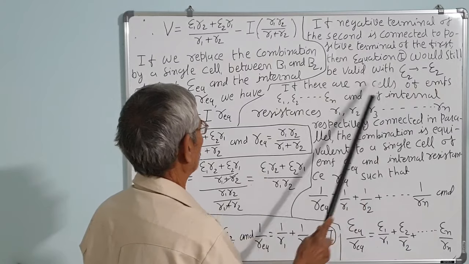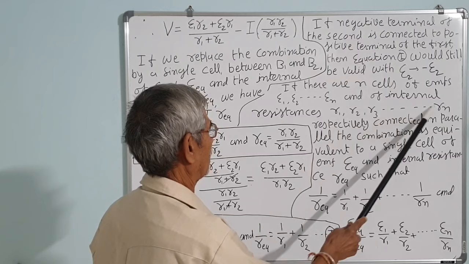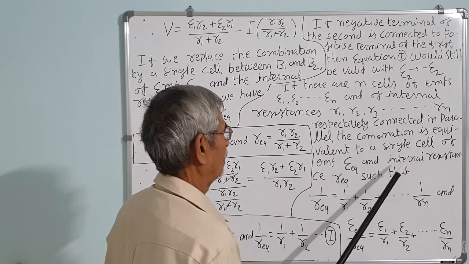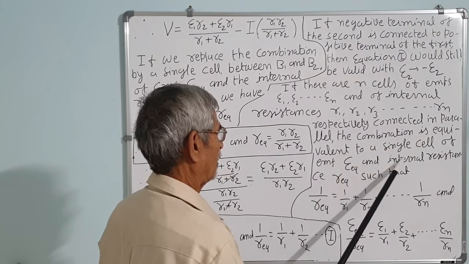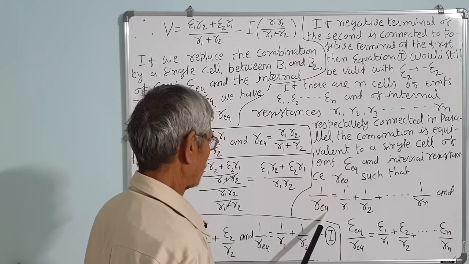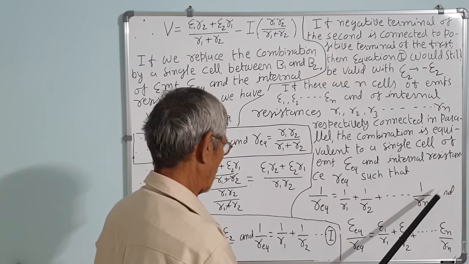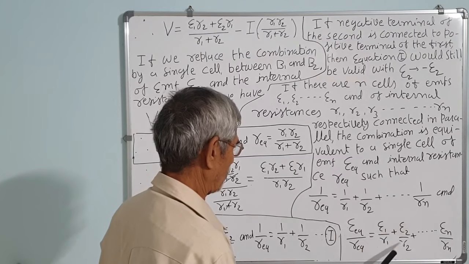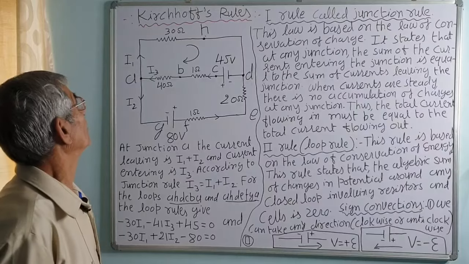If there are n cells of EMF E1, E2, ..., En and internal resistances R1, R2, ..., Rn respectively connected in parallel, the combination is equivalent to a single cell of EMF E equivalent and internal resistance R equivalent, such that 1/R equivalent = 1/R1 + 1/R2 + ... + 1/Rn, and E equivalent/R equivalent = E1/R1 + E2/R2 + ... + En/Rn.